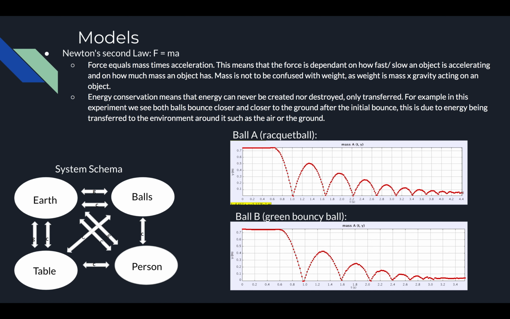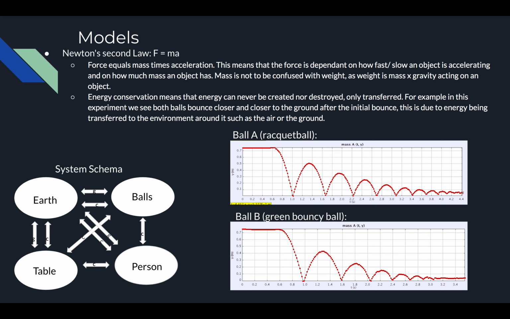All right, for our models, first let's talk about Newton's second law, which is force equals mass times acceleration. This means that force is dependent on how fast or slow an object is accelerating and how much mass an object has. Mass is not to be confused with weight, as weight is gravity times mass, which can change from planet to planet or where you are in the atmosphere, and we are obviously not talking about that. Energy conservation means that energy can never be created nor destroyed. It can only be transferred to outside systems.